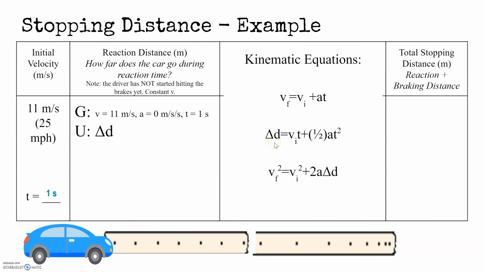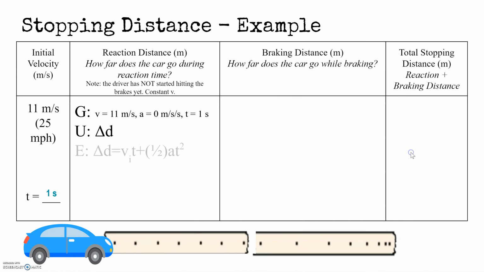It's just easier. You don't have to manipulate things around. You have all the other givens, so that's perfect. So we're just going to go with that second equation. So again, here are my givens, my unknown, and here's my equation. I'm going to go ahead and plug in my givens into my equation.